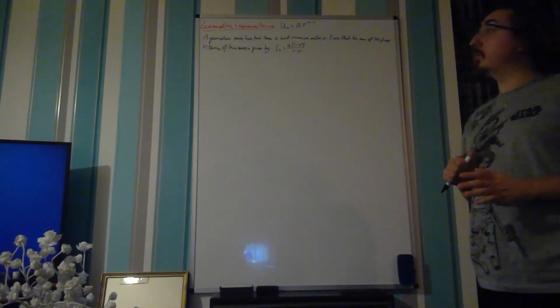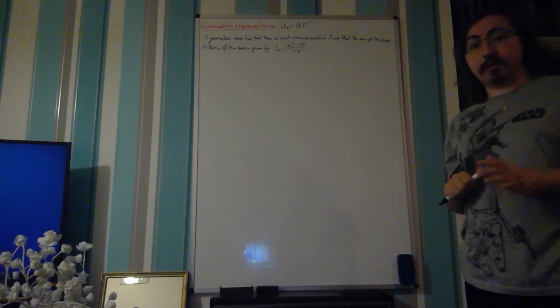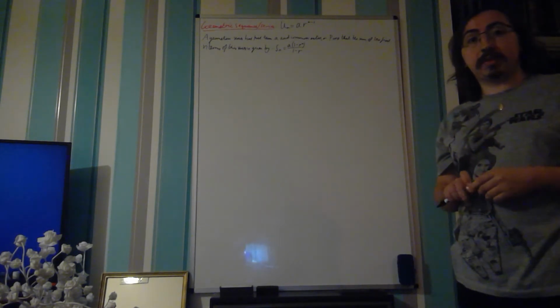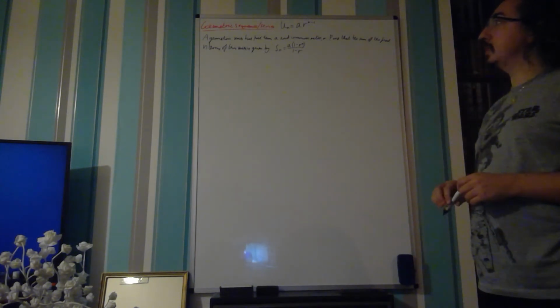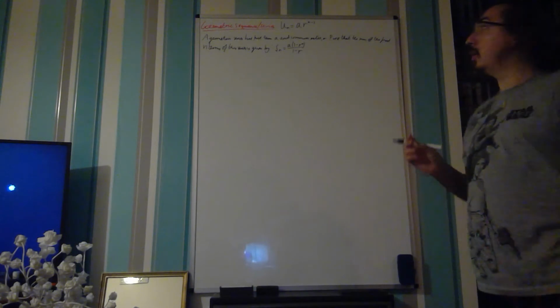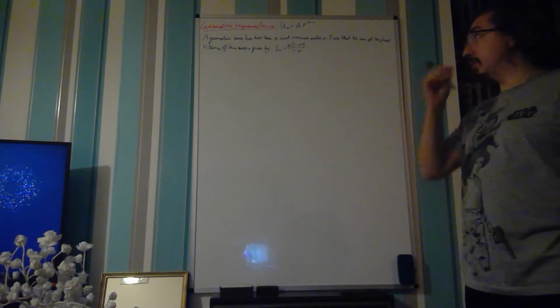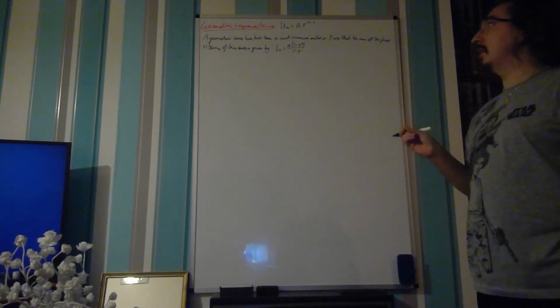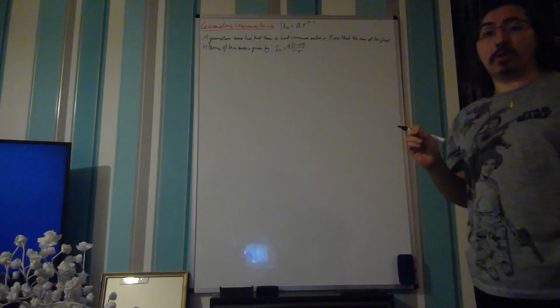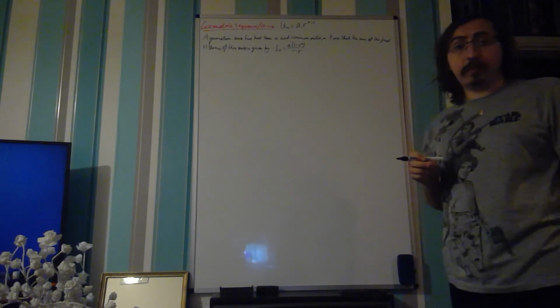So in this video, we're going to look at the proof of the summation of the first n terms of a geometric series. So the problem says a geometric series has first term a and common ratio r. Prove that the sum of the first n terms of this series is given by Sn equals a times 1 minus r to the n over 1 minus r. So quite a common proof.